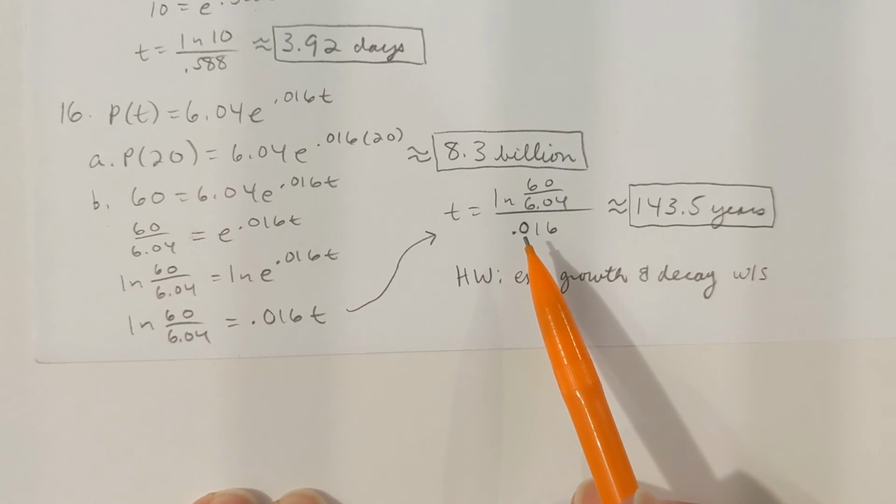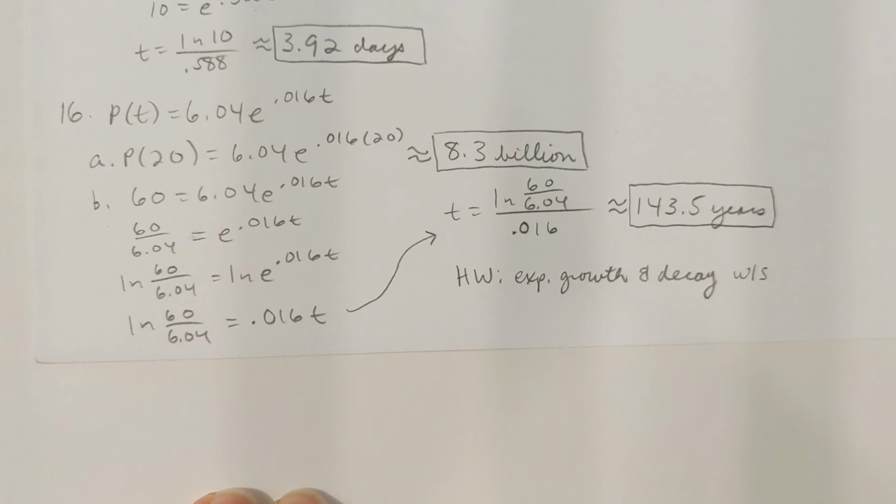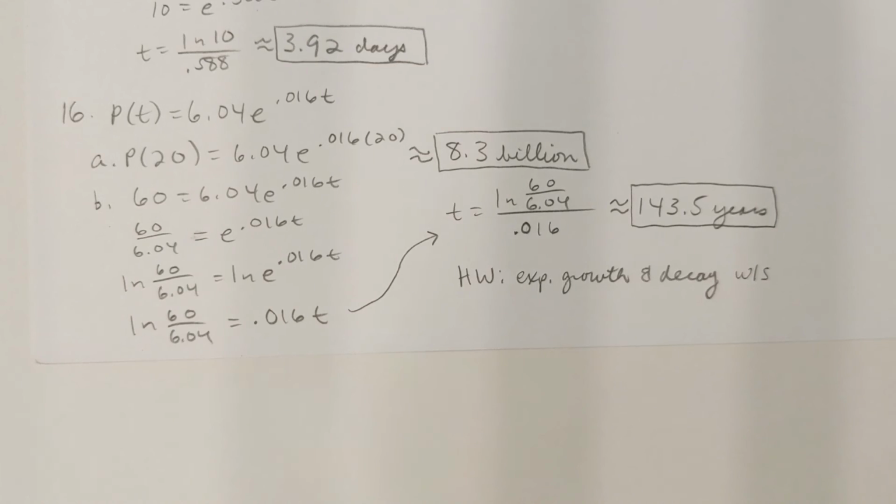When you go to the calculator then and type in ln of 60 over 6.04 all over 0.016, I was getting roughly 143.5 years. Okay, so roughly in the year 2143, 2144, if the trend were to continue, we would reach a population of 60 billion people in the world. And some people believe that that's a big problem.